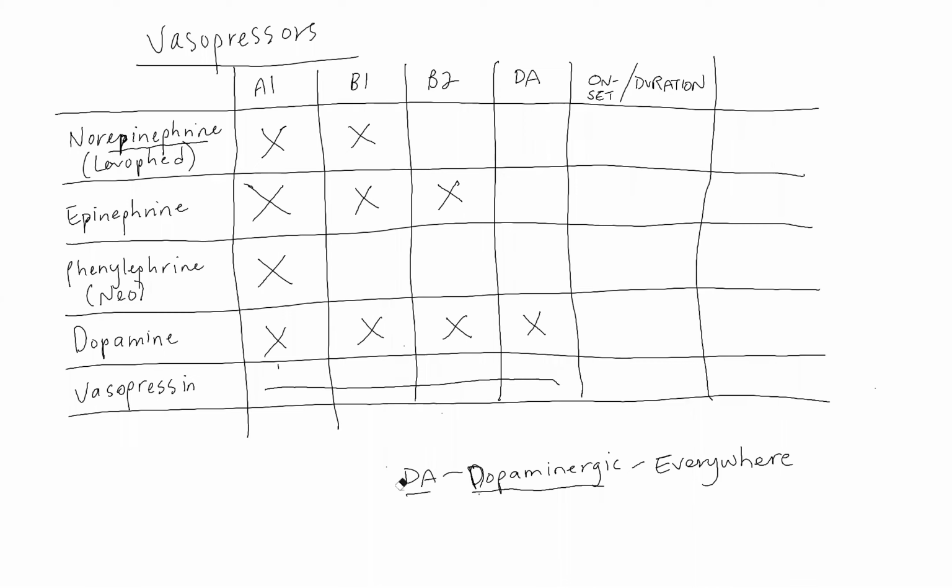So, whoops, forgot this one. When we look at vasopressin, something interesting about vasopressin: like I said, this is not a receptor-based drug. That means that it does not hit the traditional receptors that a vasopressor does. It does not hit our alpha 1, beta 2.